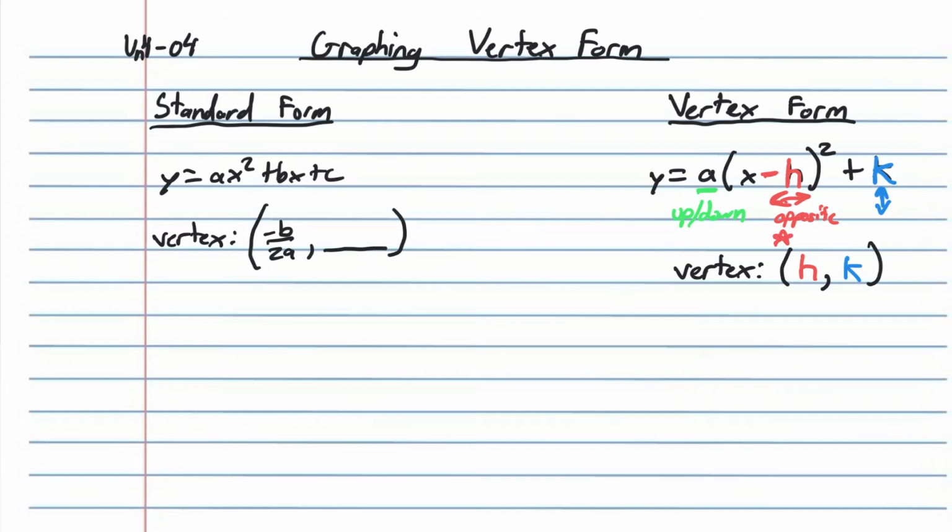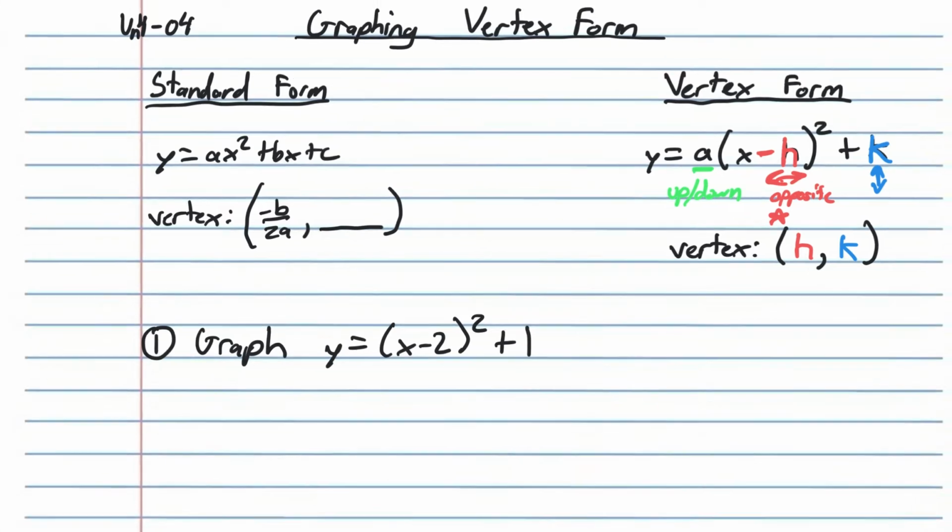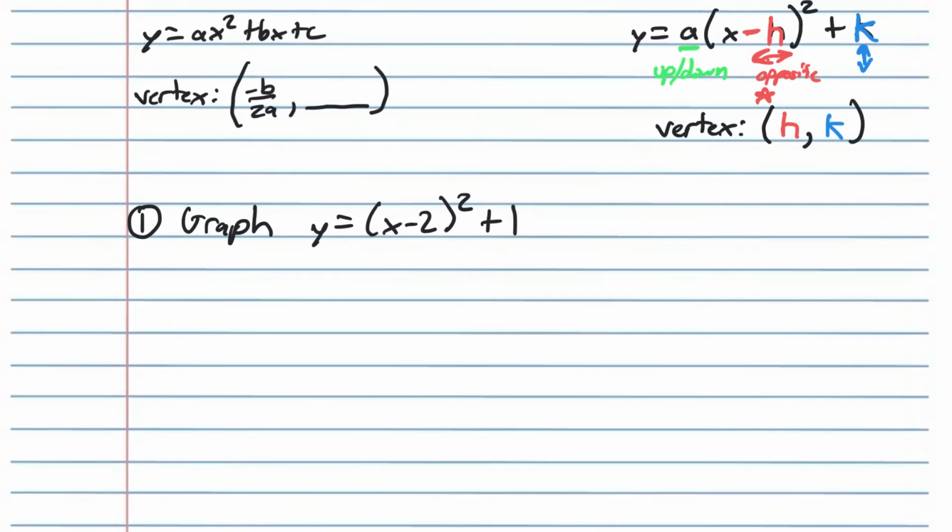Now let me show you how easy vertex form is. Here's what a basic question would sound like. It would say graph, and it would give you the equation y is equal to x minus 2 squared plus 1. Let me scroll down a little bit. I'll leave that up there. Let's go and draw a standard size graph, like 5 by 5.